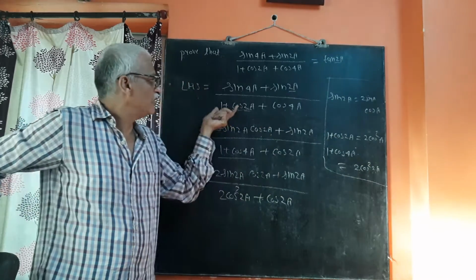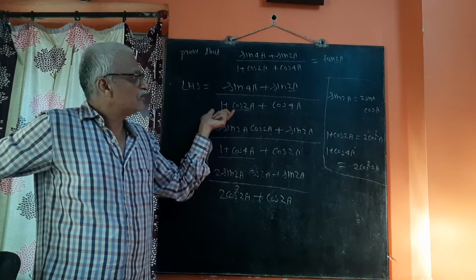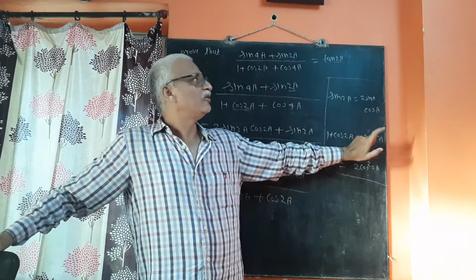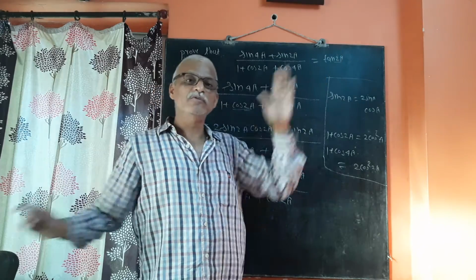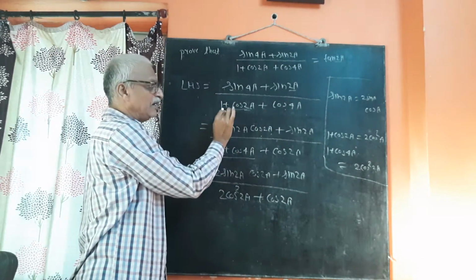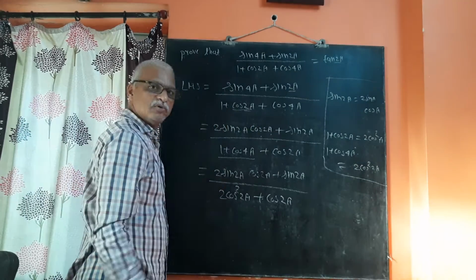If you write 1 plus cos 2 directly as 2 cos square a, then we will get the angle in terms of a. But our requirement is 2a. Therefore, we have combined 1 and cos 4a. We have not applied the formula for 1 plus cos 2a directly.